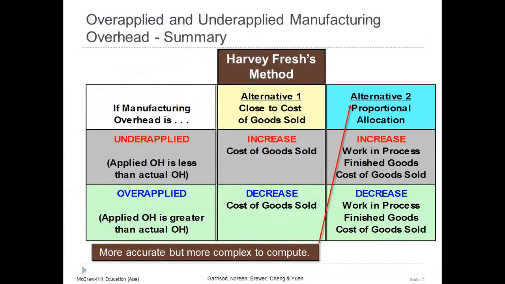We have provided a good study aid for dealing with over-applied or under-applied overhead. We've shown the impact of both the allocation approach to the solution to the problem and the direct adjustment to cost of goods sold approach. Alternative 2 is considered more accurate, but is more complex to apply.